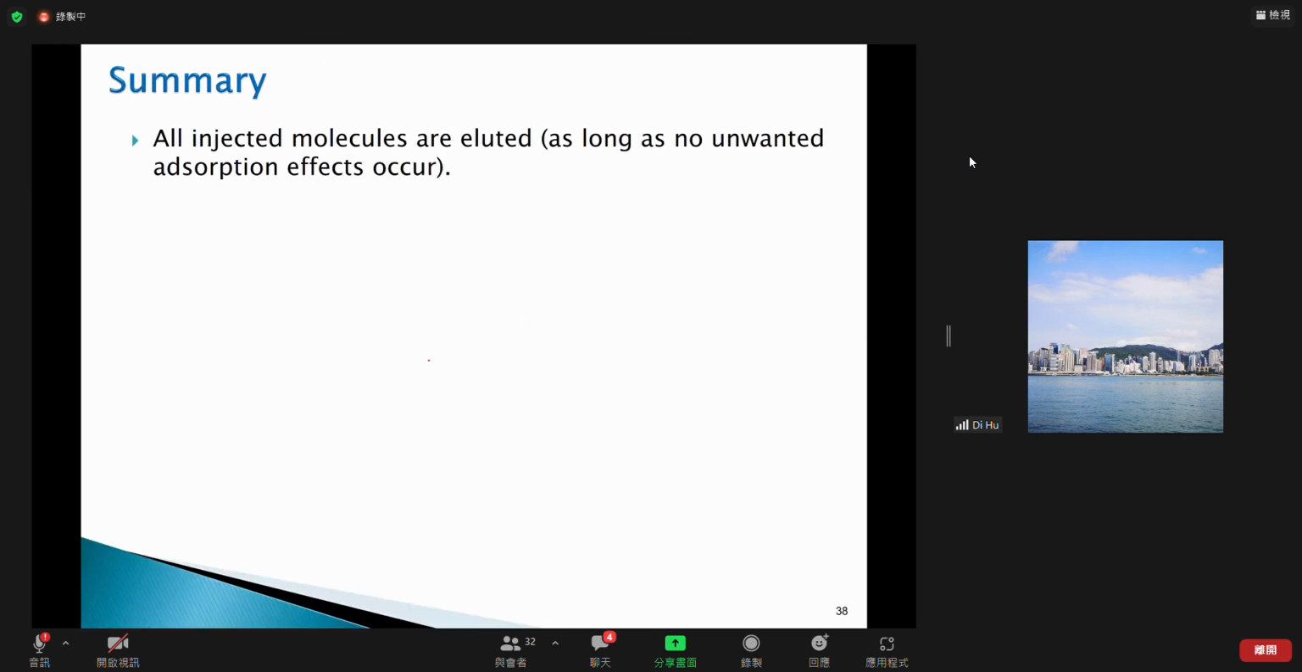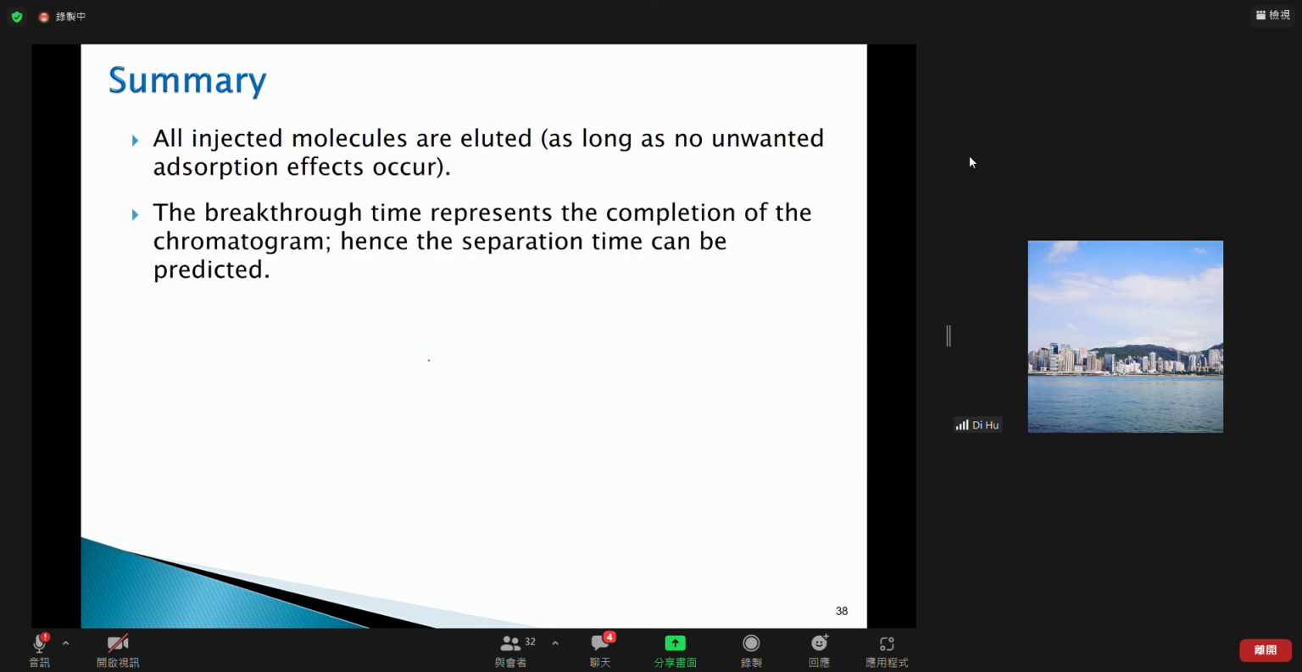If we want to summarize the application: all injected molecules are eluted as long as no unwanted absorption effect occurs in size exclusion chromatography. As long as they are dissolved and there is no unwanted absorption, all injected sample can be eluted. So it's quite predictable. The breakthrough time or breakthrough volume represents the completion of the chromatogram. Therefore, the separation time or the total volume used can be predicted.